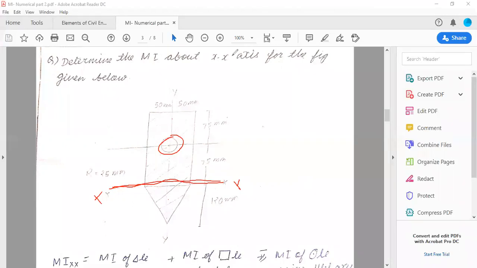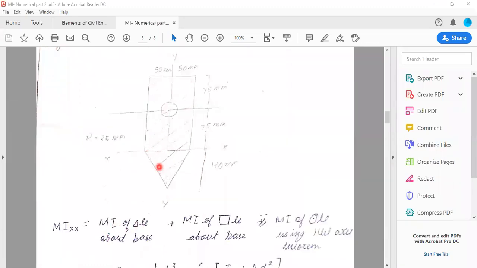Okay, so let us begin with the calculation part. The moment of inertia about the x-axis is given by the MI of a triangle about its base, because the x-axis is at the base of the triangle, plus the MI of a rectangle about its base, minus the MI of a circle using the parallel axis theorem.